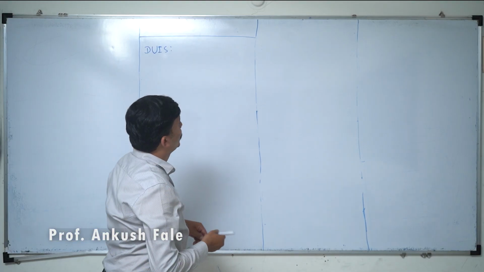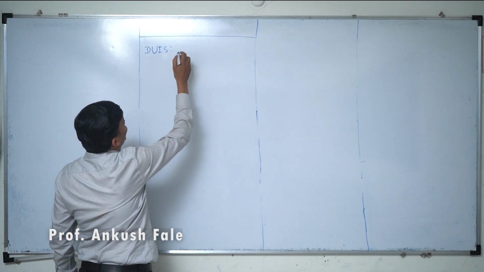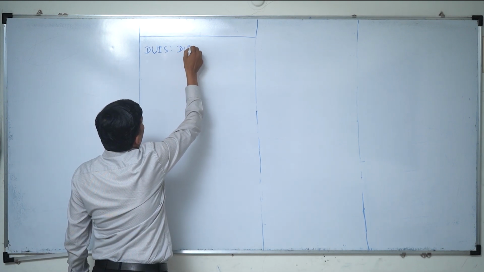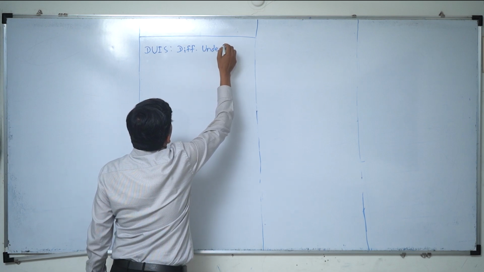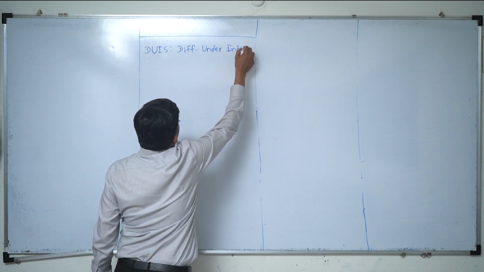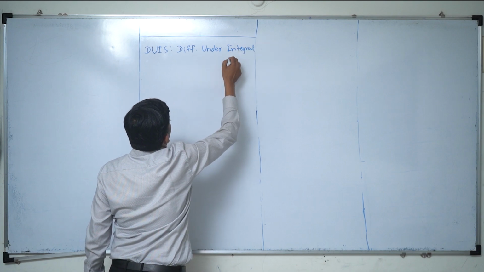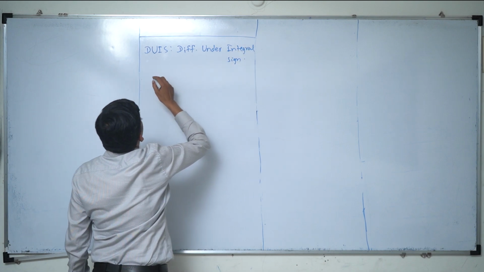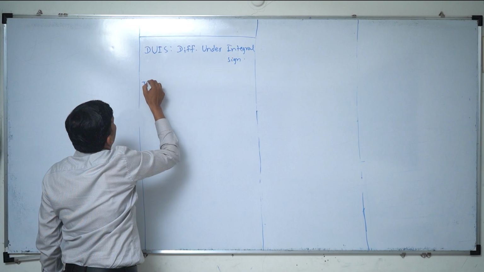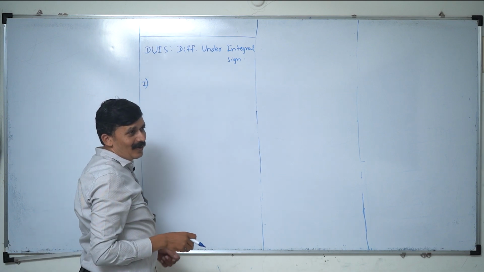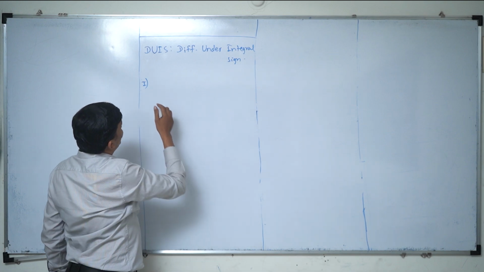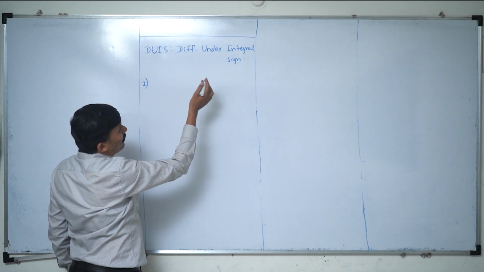Hello students, today's topic is DUIS, differentiation under integral sign. DUIS means differentiation under integral sign. For this topic we require some basic partial derivatives and basic integrals. So we will list those out and then we will solve one problem.